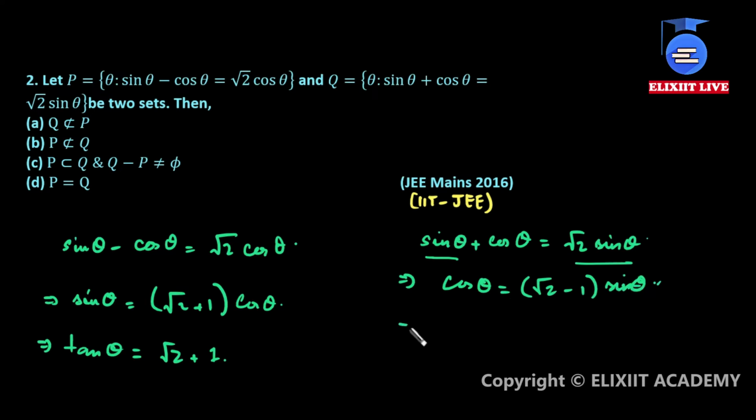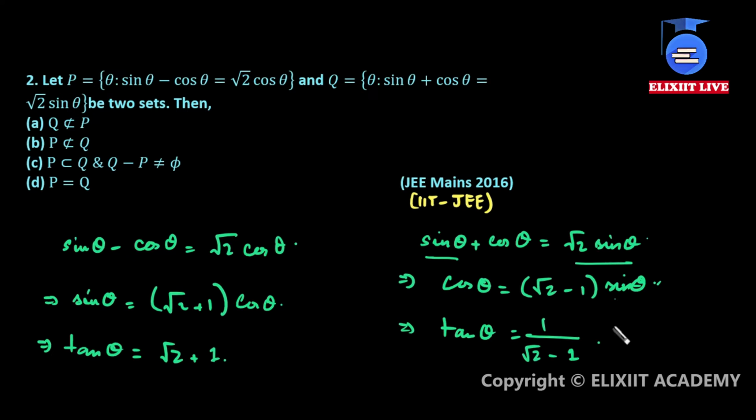So ultimately we can find out what is tan theta. We are simply simplifying this particular set. The values of theta will remain the same over here. So tan theta is actually 1 by √2 minus 1. Now √2 plus 1 and 1 by √2 minus 1, both are the same.